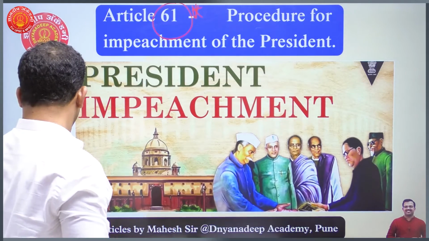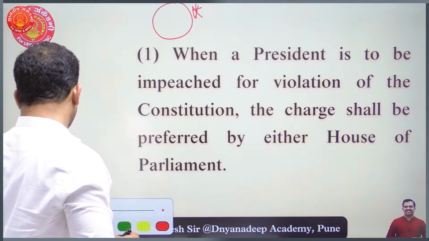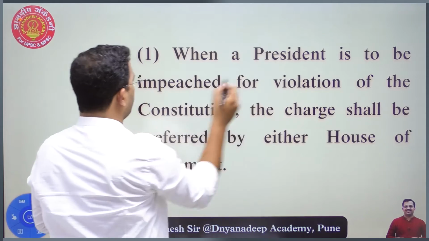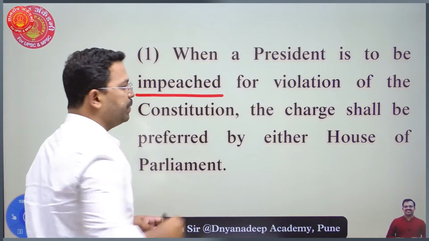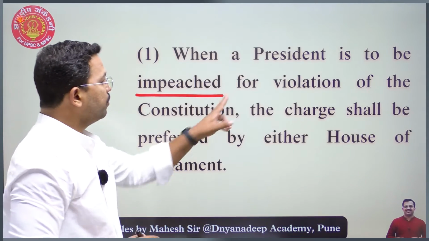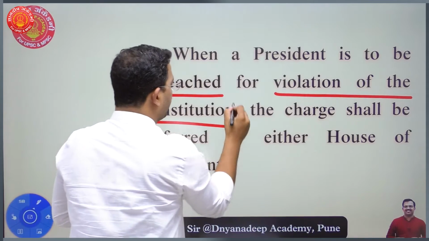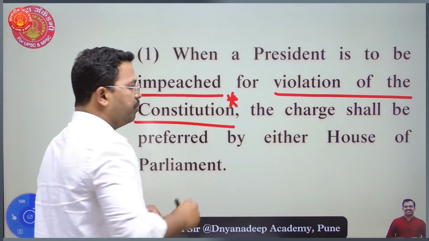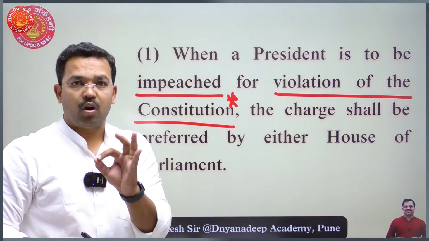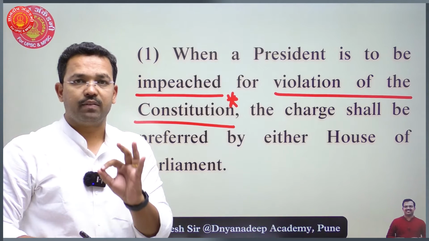Now what it says, we'll try to understand every bit one by one. So the first point is what it says here. When a president is to be impeached, so we are talking about impeachment of the President of India, when a president is to be impeached for violation of the Constitution. So the first point is we can impeach the president for the most important reason, and the reason is violation of the Constitution.